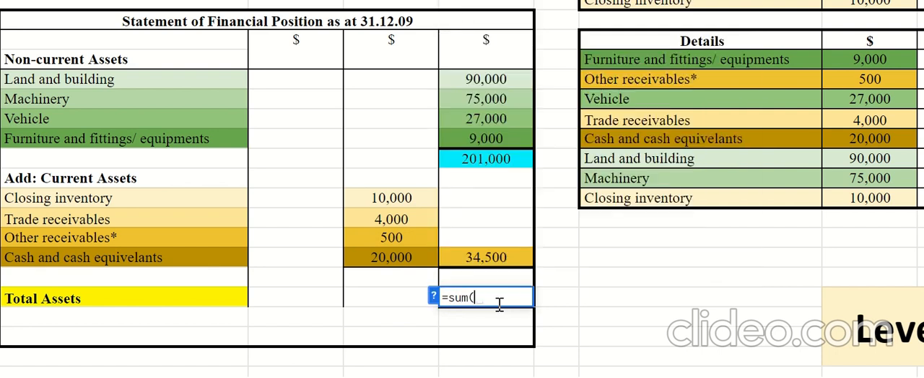Now let's find the total of the assets. It should give you a total of 235,500. This is how you prepare a statement of financial position.